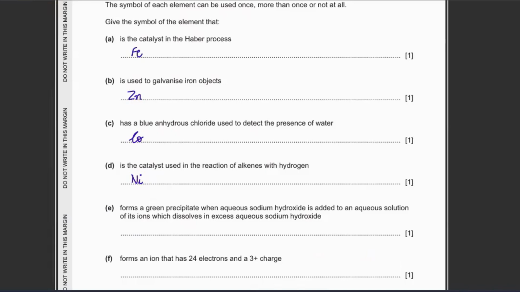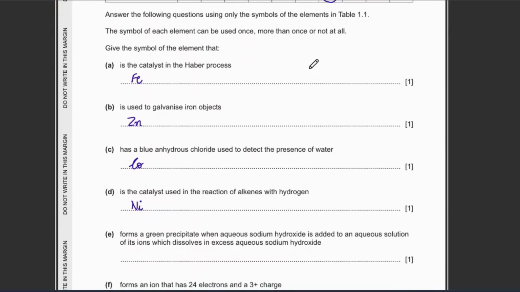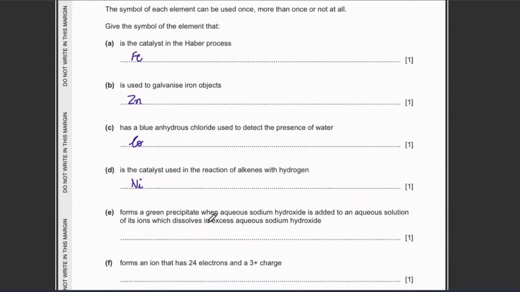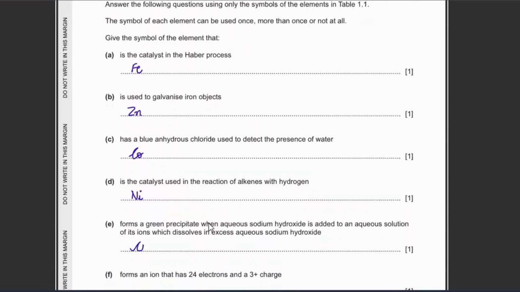Next, we have the question: forms a green precipitate with aqueous sodium hydroxide, which is added to an aqueous solution of its ions, which dissolves in aqueous sodium hydroxide. So it could be iron or chromium, but in case of iron, the precipitate will not dissolve in aqueous sodium hydroxide. So the correct answer is chromium.